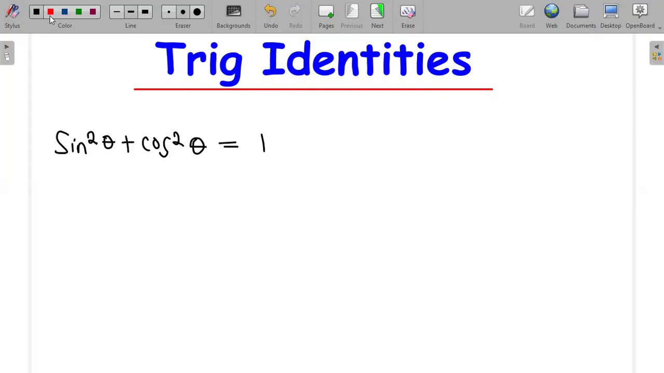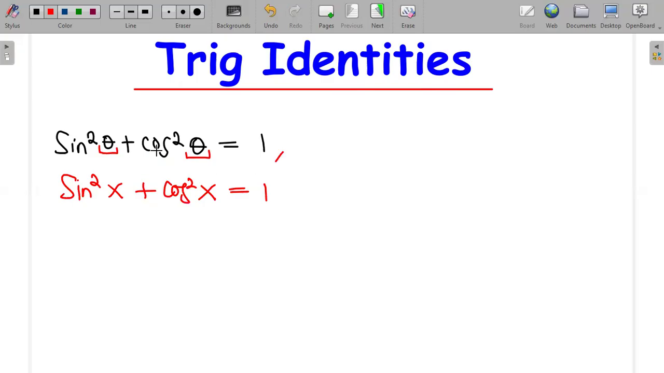Be mindful here that this theta can be represented by anything. Some of you, I know in your mind, you think it always has to be theta. No, it can also be sine squared x plus cos squared x is equal to 1. As long as what is here is the same, then that identity is going to be equal to 1. Then from this identity, we can get some other basic identities.